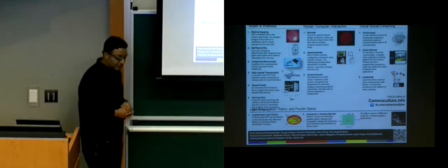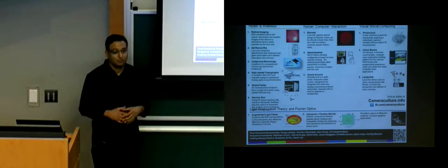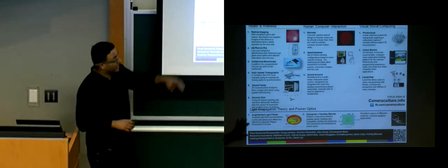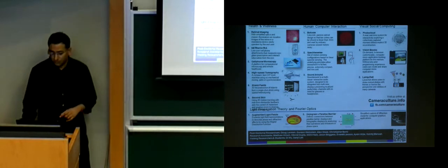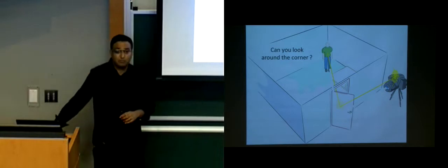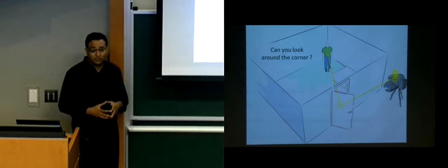Another field that's emerging called visual social computing, at the intersection of visual computing and social computing, and of course, a lot of theoretical and mathematical work on light propagation. And as I said, if you want to continue to challenge what we mean by a camera, what about a camera that can see around corners beyond line of sight?